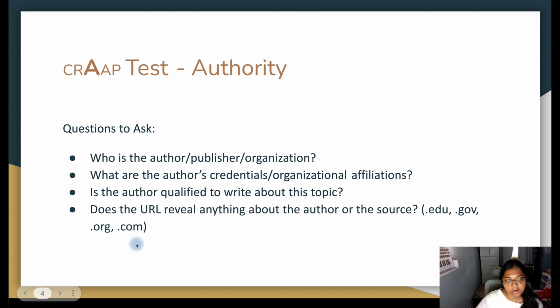And then finally we have .com, and anyone can create a .com. So really look into that .com and make sure it's not just a personal blog or just one person behind that screen putting out information that might not be verified. So do a little bit more research, look for other articles verifying this information before you go ahead and trust that .com.